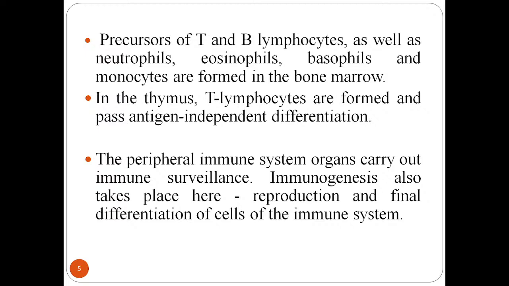The peripheral immune system organs carry out immune surveillance. Reproduction and final differentiation of cells of the immune system also take place here, in the peripheral immune system organs.